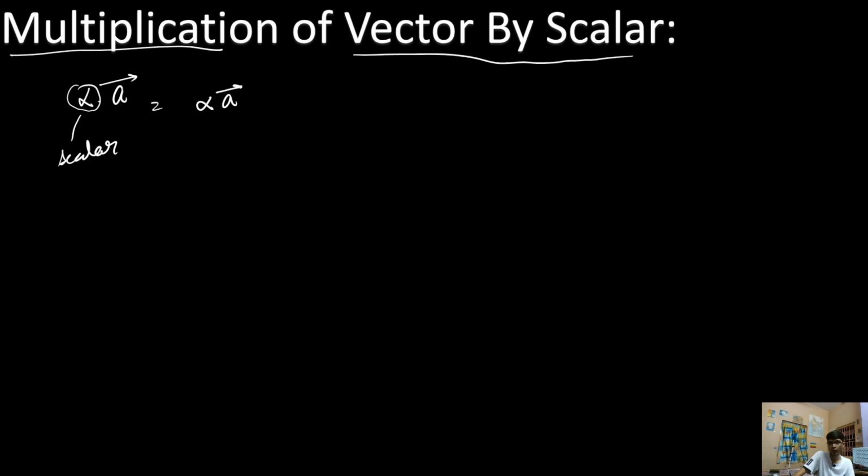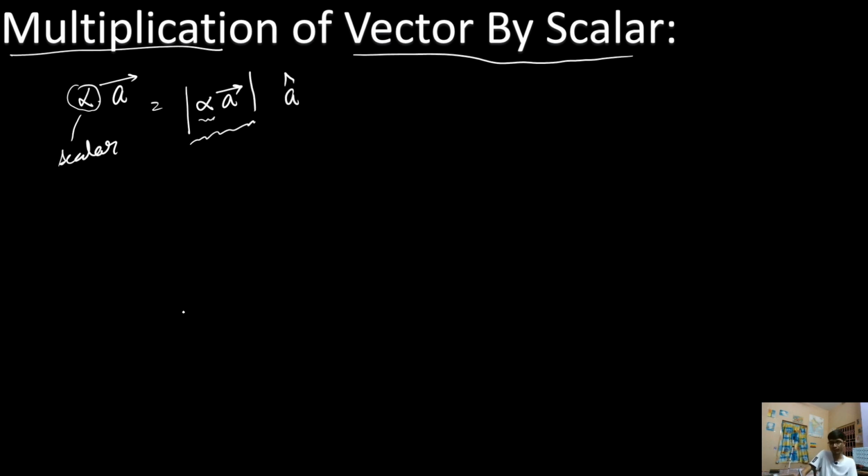Now, multiplication of a vector by a scalar. We will study the multiplication of two vectors, that is scalar product and vector product, in upcoming videos. But multiplication of a vector by a scalar means, for example, there is a vector a and it is multiplied with a scalar. This scalar is a quantity that changes the modulus, the magnitude of the vector.